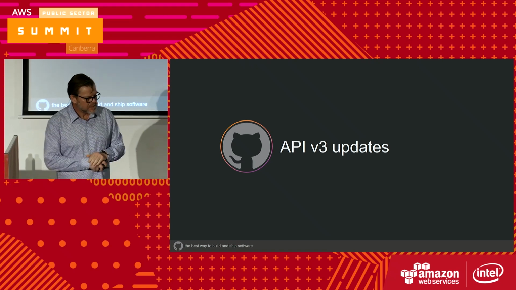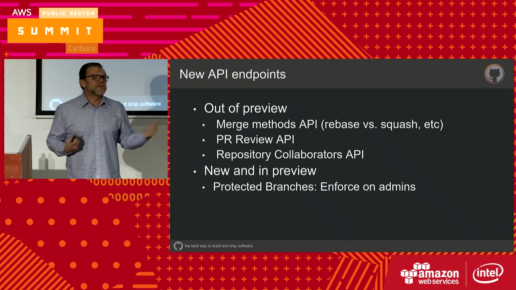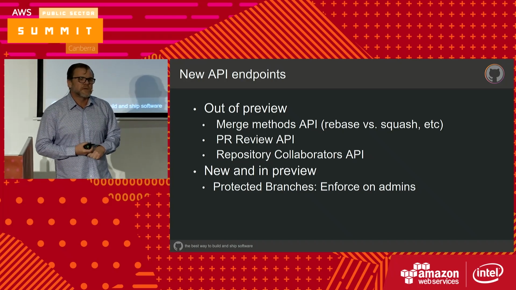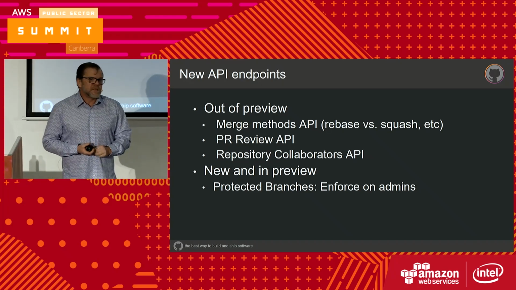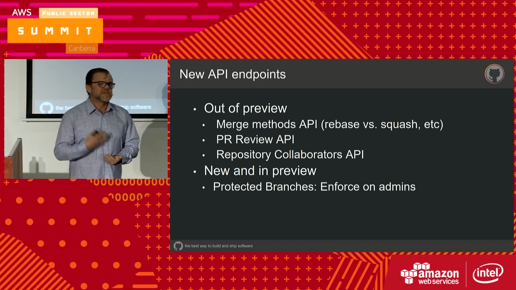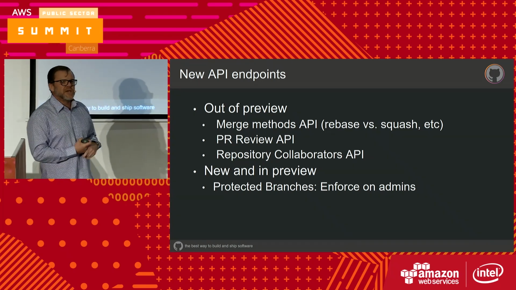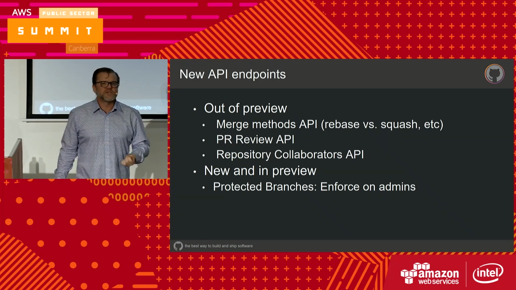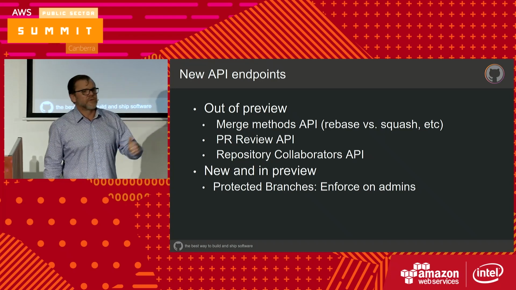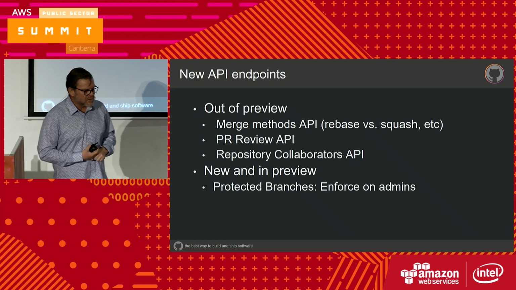So what have we done there? In terms of the API endpoints that we've got in place now, we used to have a couple that were in preview, in beta mode, that we had publicly available. So now we've taken those out of preview so that you can work with those directly in your applications and know that they're not going to change in a great way over time. So the merge methods API allows you to determine how a merge is going to take place, whether it's a rebase or a squash, and that can now be determined via an API call.